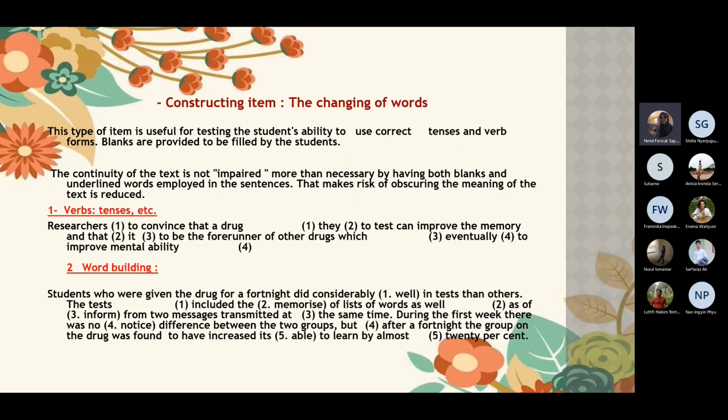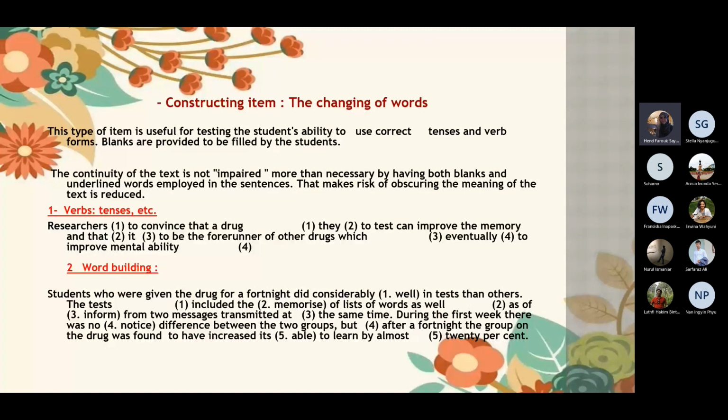The changing of words. This type of item is useful for testing the student's ability to use correct tenses and verb forms. We have blanks, and the students are asked to provide the accurate and correct answers. They have to consider verbs, tenses, word building. The continuity of the text is not impaired or spoiled more than necessary by having both blanks and underlined words, because underlined words are employed in a sentence, which makes the risk of ambiguous meaning less, because the context is already clear.